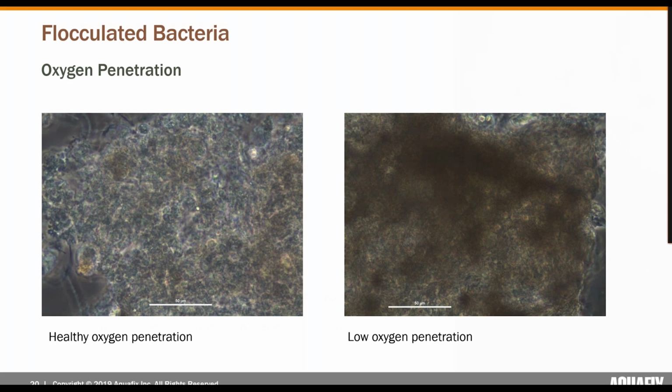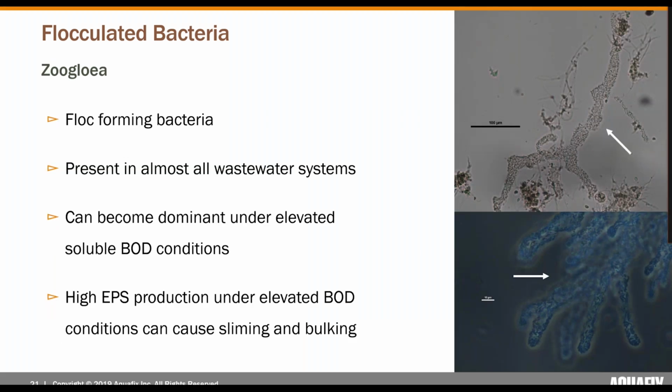Finally, continuing on with flocculated bacteria, I want to talk briefly about a specific type of flocculated bacteria called Zoogloea. Zoogloea are a particular type of floc-forming bacteria that are present in almost all wastewater systems. However, Zoogloea can actually become dominant under specific environmental conditions, leading to their boom and growth. Typically, we can see Zoogloea becoming dominant within a system under elevated soluble BOD conditions.